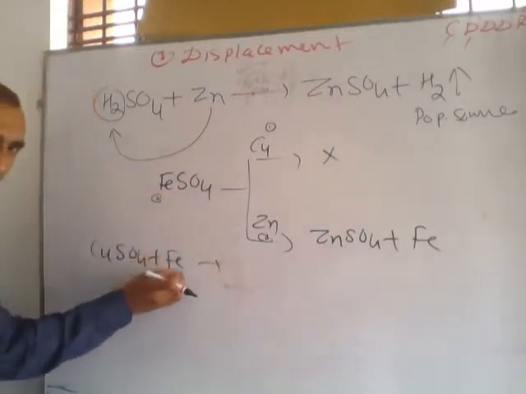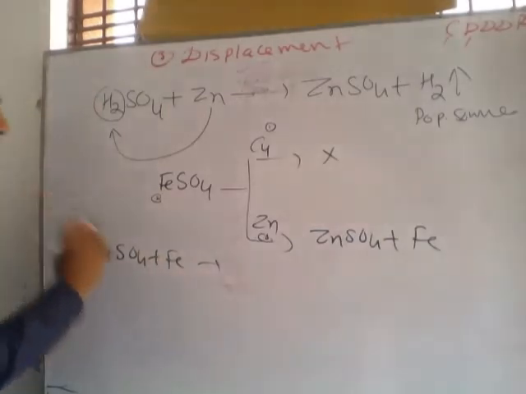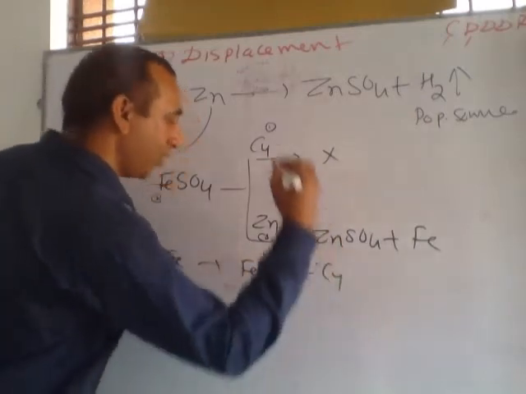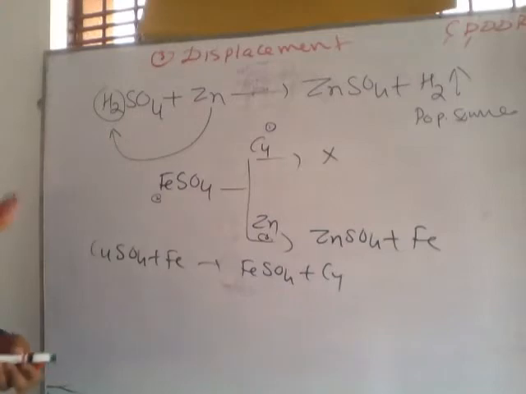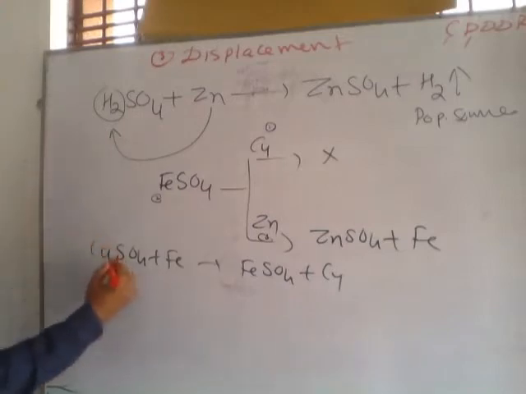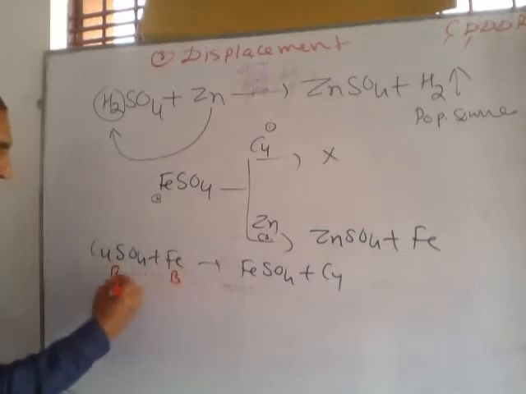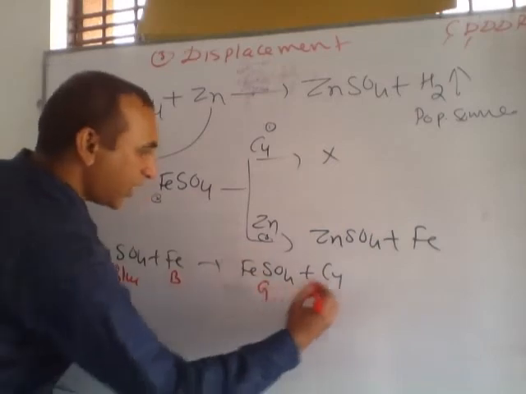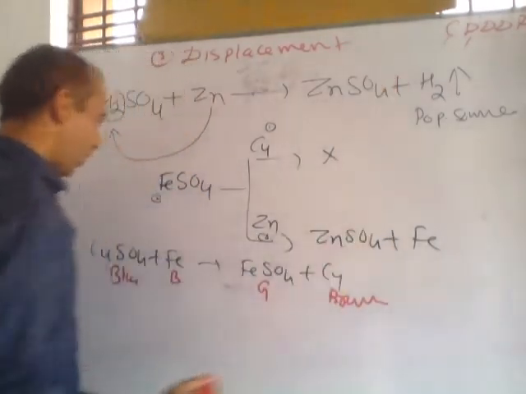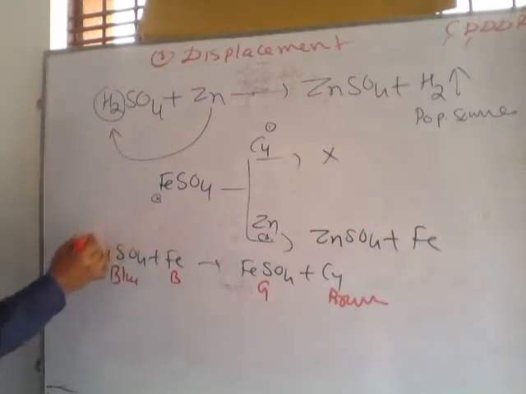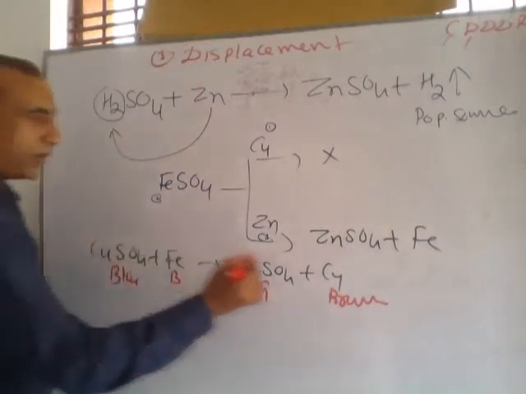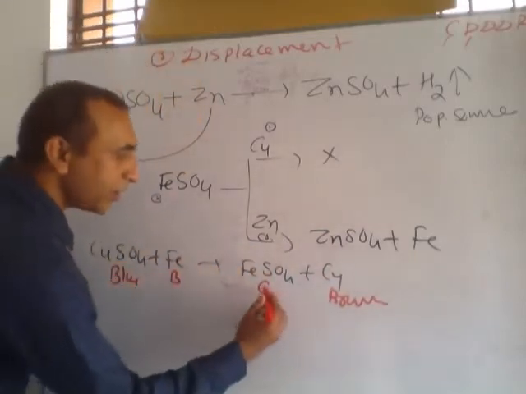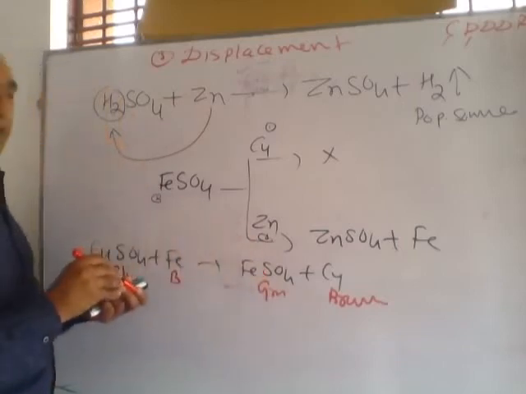In this reaction, one element is replacing another element from its compound, otherwise called a salt. After the reaction, FeSO4 is formed along with copper. So in the exam they ask: copper sulfate is blue in color, this is black, and after the reaction the color of FeSO4 is green and copper's color is brown. So after the reaction, iron replaced copper, and on the surface of the iron the brown copper deposits, and the color of the solution changes from blue to green due to the formation of FeSO4.